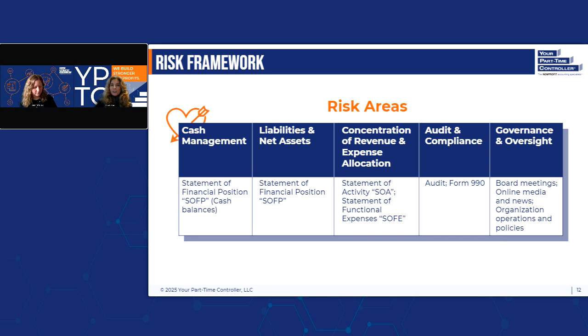We'll also review some liabilities and net assets situations that could also indicate red flags. We'll touch upon the risks you may find on the statement of activities and the statement of functional expenses. Specifically, we're going to look at concentrations of revenue as well as expense allocations. Lastly, we'll cover some red flags related to audits, Form 990s, as well as governance and oversight.